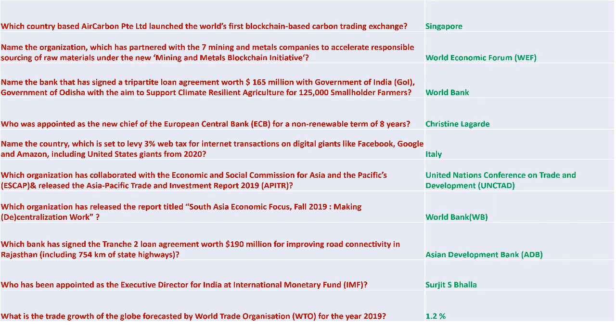Okay, here are your answers. Which country based Air Carbon PTE launched the world's first blockchain based carbon trading exchange? That's Singapore for us. World Economic Forum has partnered with 7 mining and metal companies to accelerate responsible sourcing of raw material under the new mining and metal blockchain initiative.